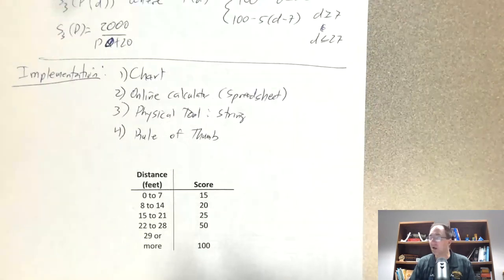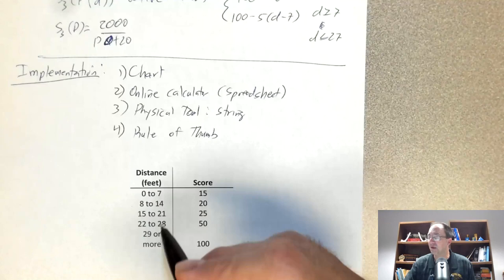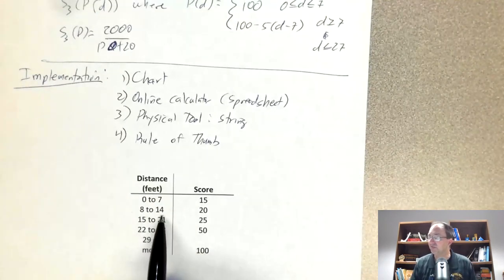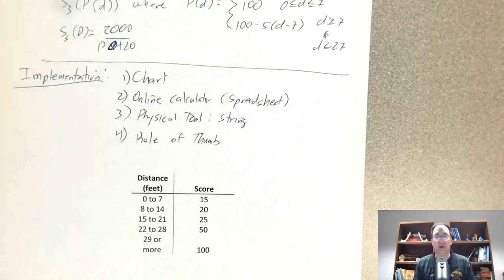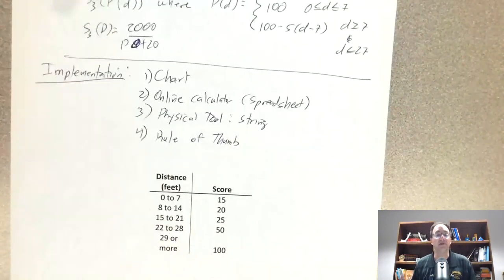So this is still based on our model, but it's simplified down to just zones. And so then one could have just certain regions marked out on a course or by a basket and show that if you're within 0 to 7 feet, all those shots are going to be worth 15 points. If you're 8 to 14 feet, all those shots are going to be worth 20 points. And then if you're 29 or more, you get 100 points and so on. So notice this isn't as elegant a solution as using the formula for every possible distance, but it is going to be a little easier to use and maybe easier to understand for the spectators and participants as well.